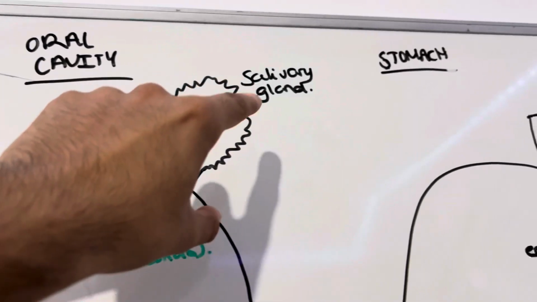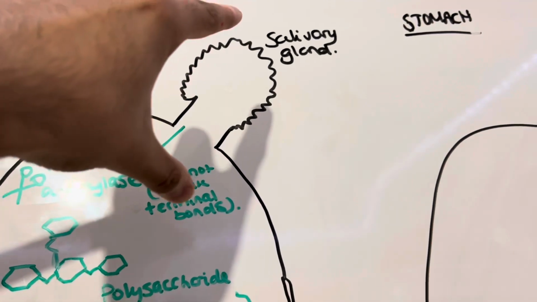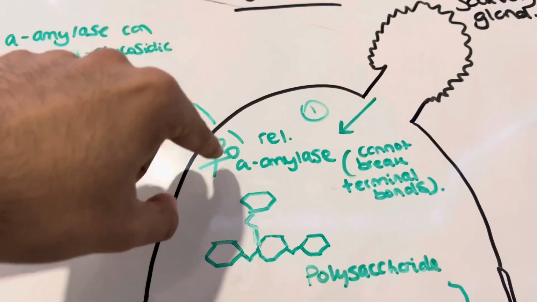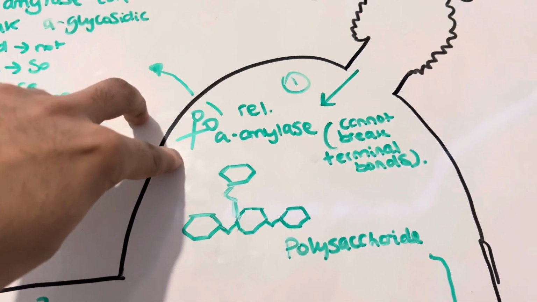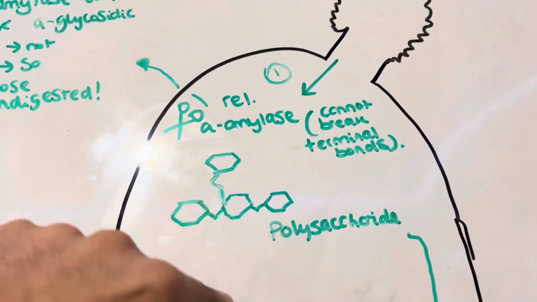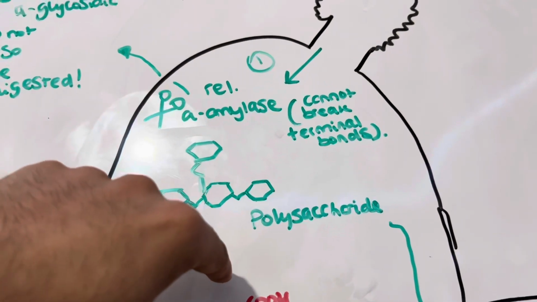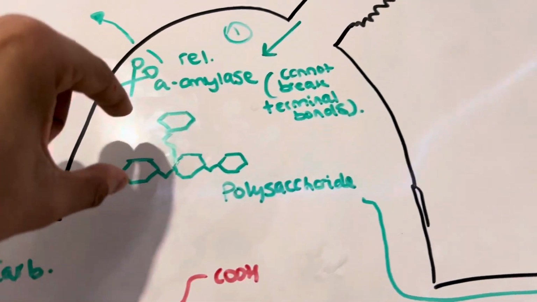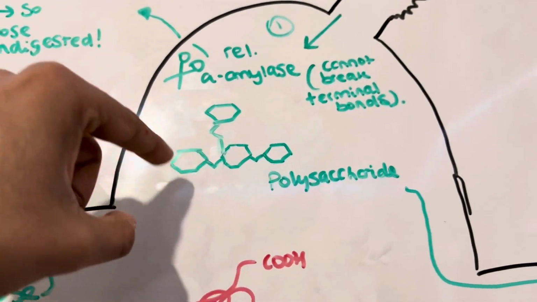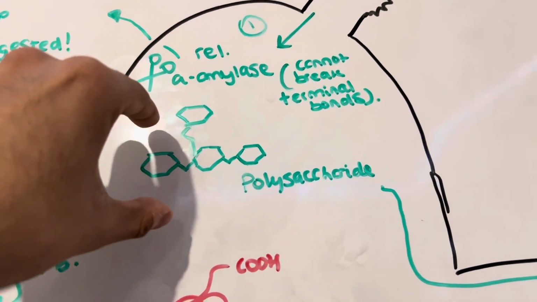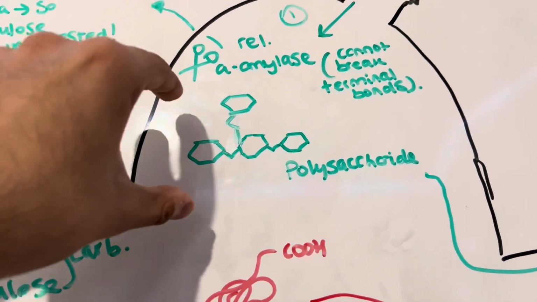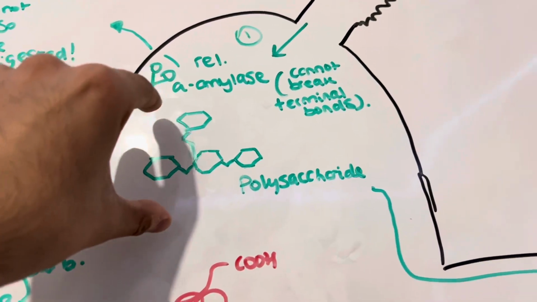Now, what happens firstly is the salivary gland releases alpha amylase. So this acts as a molecular scissor, and it just breaks apart these glycosidic bonds. However, it's important to bear in mind that it cannot break terminal bonds. So it just turns it into shorter chains, the polysaccharides. It just makes it a bit shorter than the longer chains.